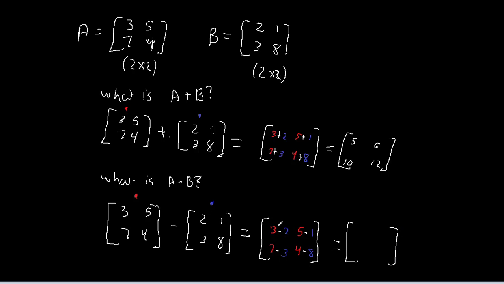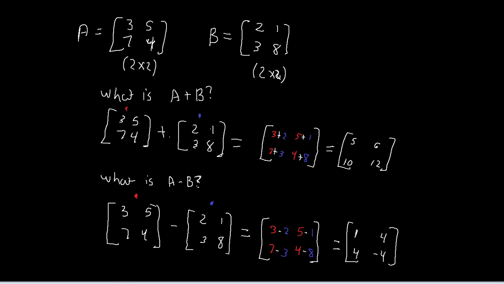If we do the math, 3 minus 2 is going to be 1. 5 minus 1 is going to be 4. 7 minus 3 is going to be 4. And then 4 minus 8 is going to be negative 4. So this is what you get when you do A minus B. Hopefully that made sense. So again, when you add them, you simply add the elements. When you subtract them, you subtract the elements.